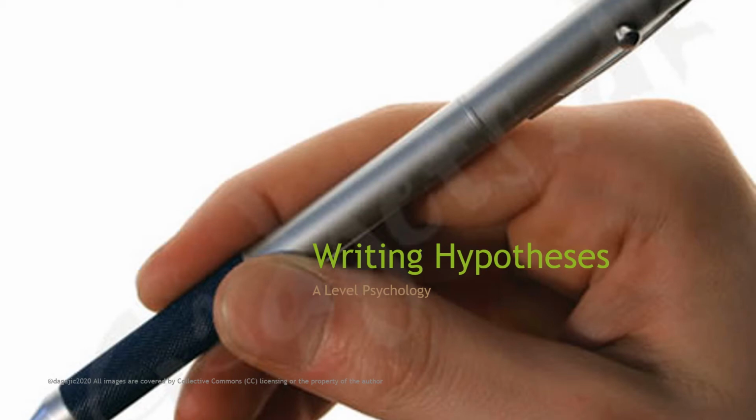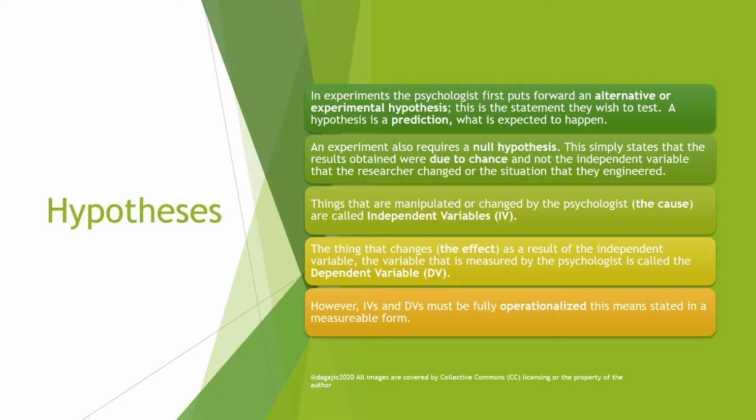In this presentation, we're going to look at how to write a hypothesis, which is a really common question in A-level psychology. You'll often be given a stem and asked to write an appropriate hypothesis for that situation or piece of research. Every experiment has an alternative, otherwise known as an experimental hypothesis, which is basically the statement that you wish to test. It's a prediction, it's what's expected to happen.